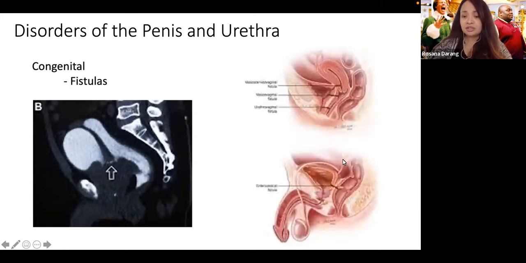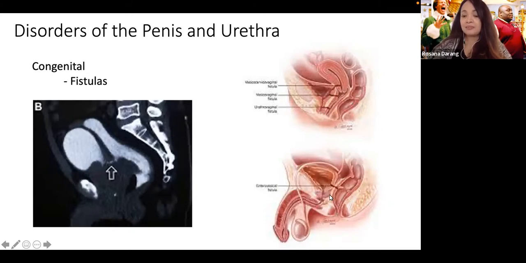So here is another example of a fistula. I'm not going to show this later for the female reproductive system, but you could see that it can also happen. This is what we call the fistula between the uterus and the urinary bladder. This is a vaginovesical fistula between the vagina and the bladder, and this is a vagino-urethral fistula.